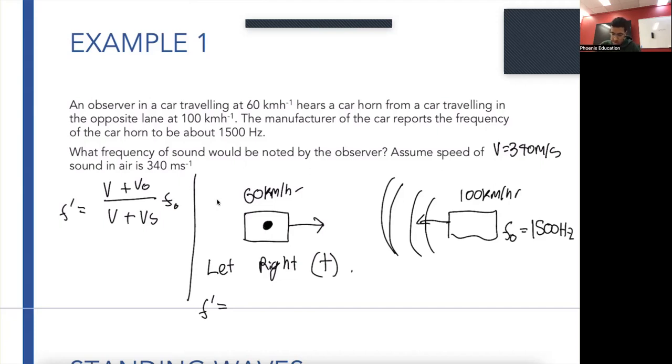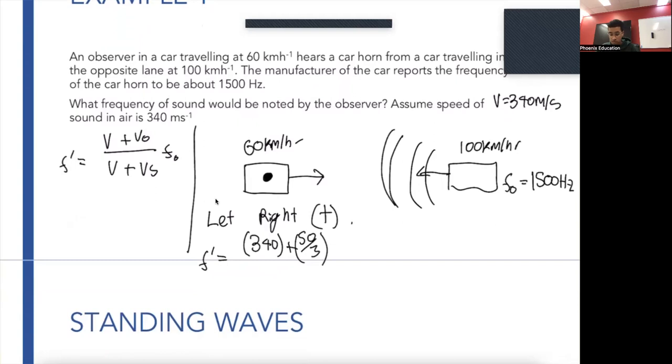All right. So 60 kilometers per hour divided by 3.6, that gives us 50 over 3 for the observer. And remember the velocity of the wave. So this V over here is the velocity of the wave, which is 340. All right. So the velocity of the wave is 340 and the velocity of the observer is 50 over 3.